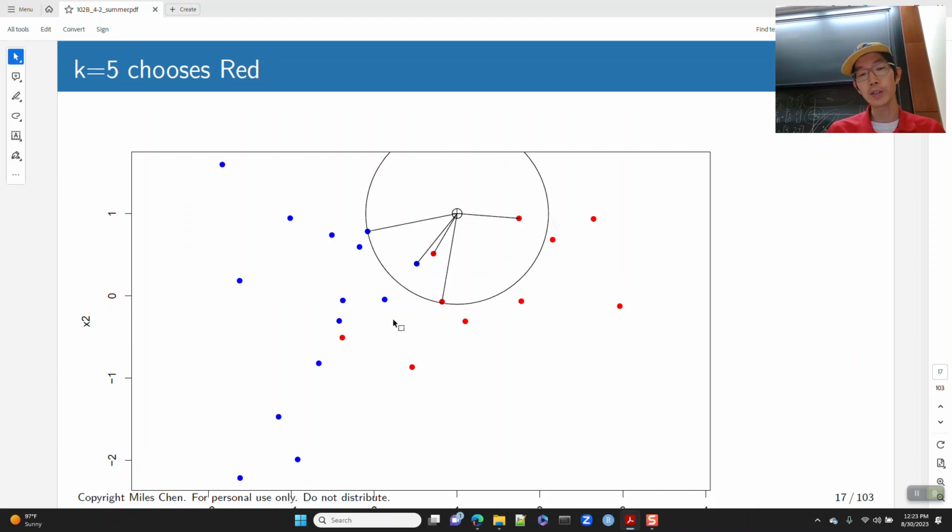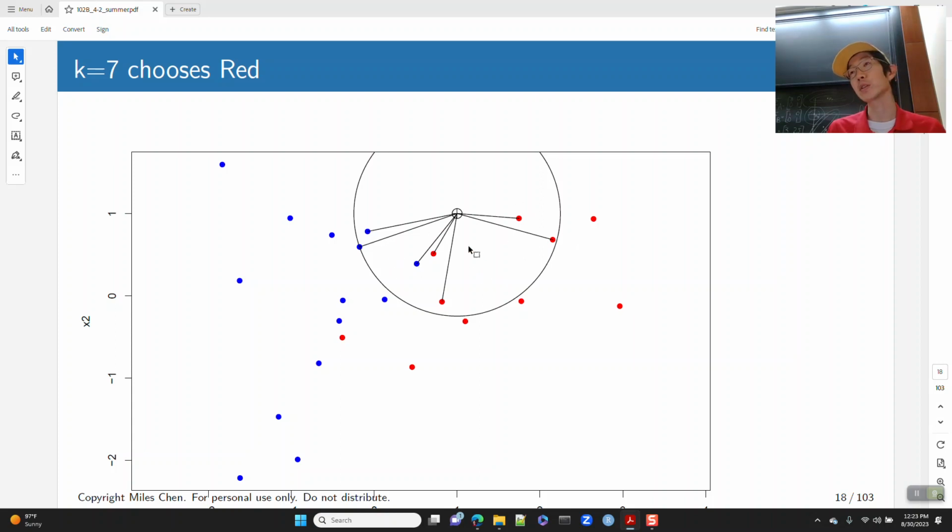Out of the 5 nearest neighbors, 2 are blue and 3 are red. So at 5 nearest neighbors, this is still red. At 7 nearest neighbors, 4 are red, 3 are blue, so we would still classify this as red. In this case, this test point is pretty much going to be red in all kinds of circumstances, whether k is 1, 3, 5, or 7, or you can pick a higher k, and that's what we would have.